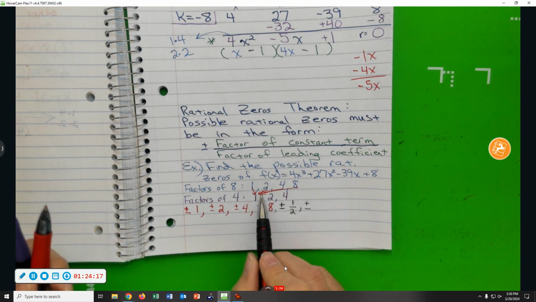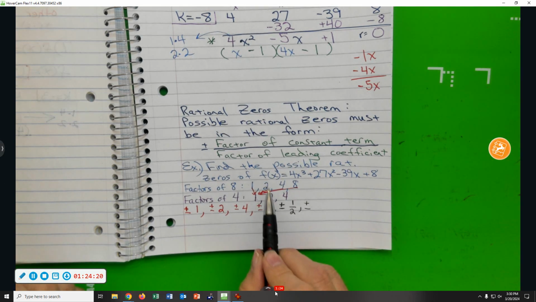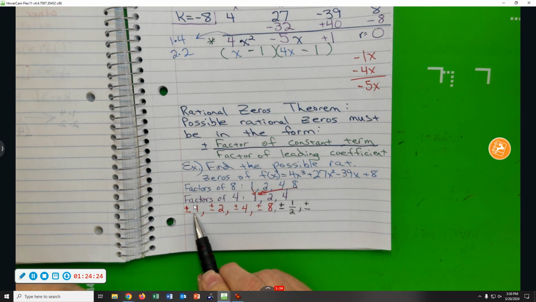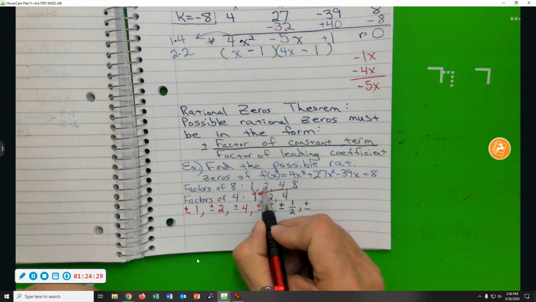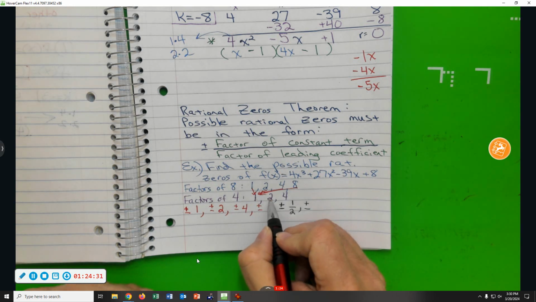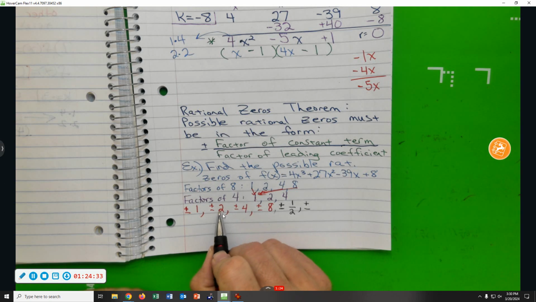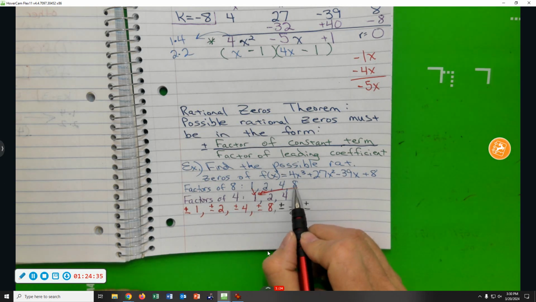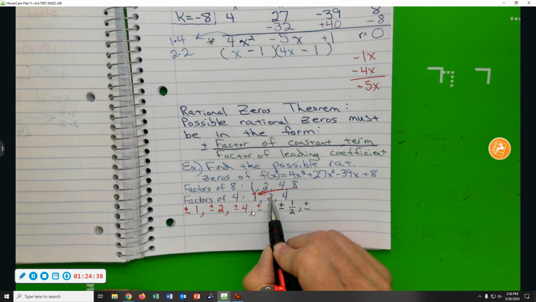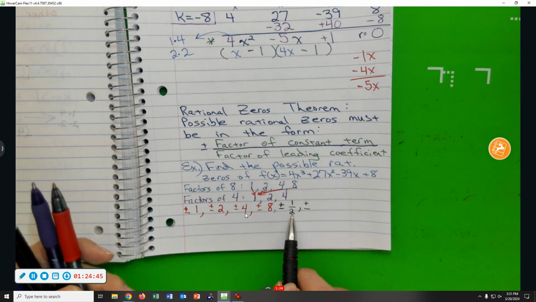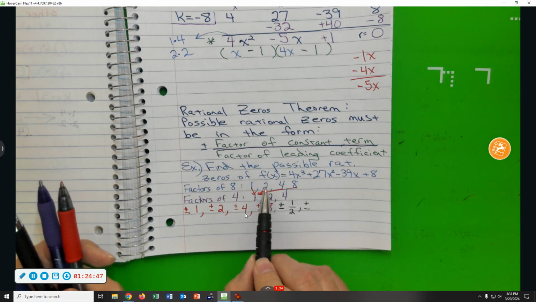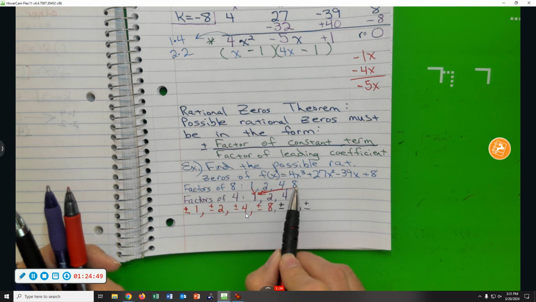2 over 2. Wait, what is 2 over 2? I've already listed that, so we can skip that. There'll be some repetition along the way. Now, what about 4 over 2? I've already listed that. 8 over 2. Have I listed that one already? Oh, yeah, okay. Now, see why I only listed 1/2 when I was going 1 over 2, 2 over 2, 4 over 2, 8 over 2.